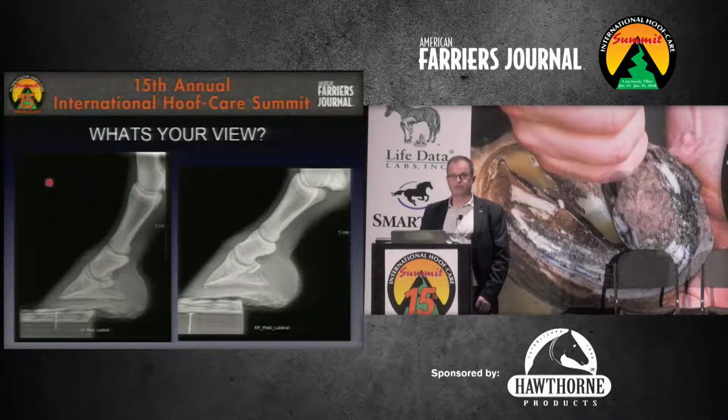So I want some input from you guys on this. This is a pair of radiographs. A lady had brought her horses over from France, and she wanted a remedial farrier. She called me and said, "I've got to have a remedial farrier because my horse has reverse rotation of the pedal bone." I said, "Well, send me the X-rays, I'll have a look." And she sent me these. So if you were presented with those X-rays, what would your first thoughts be?